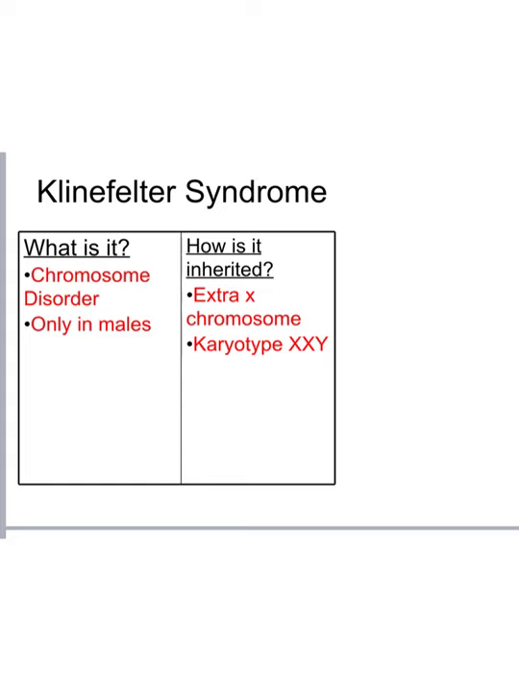All right, our 7th genetic disorder is Klinefelter syndrome, and this is the male version of Turner syndrome. It is a chromosome disorder, and it only happens in males. Males' karyotype is XY, right? You have one X and one Y, they don't match. But in Klinefelters, boys have an extra X. So instead of being XY, their karyotype is XXY. Just thinking about it, having that extra X chromosome can cause some problems.